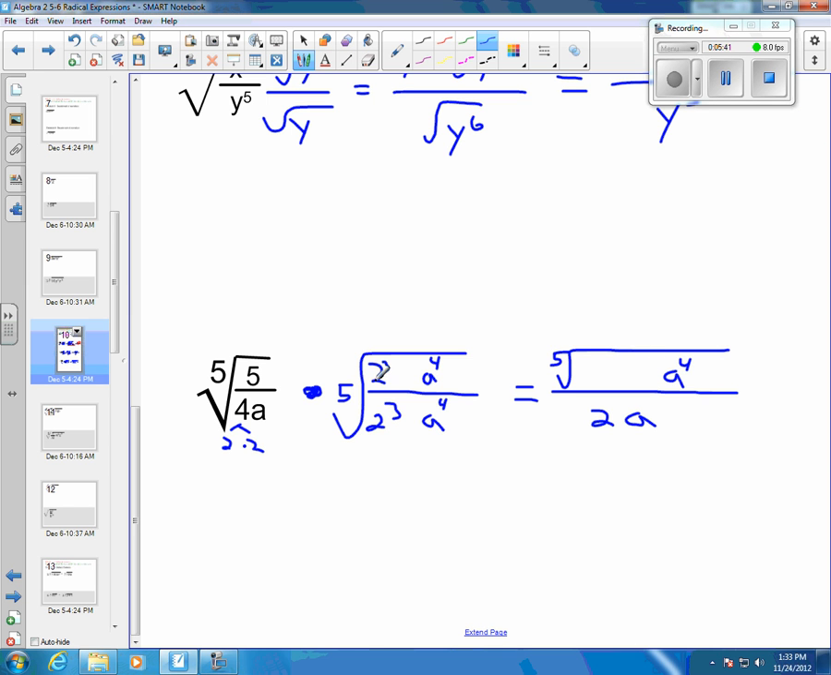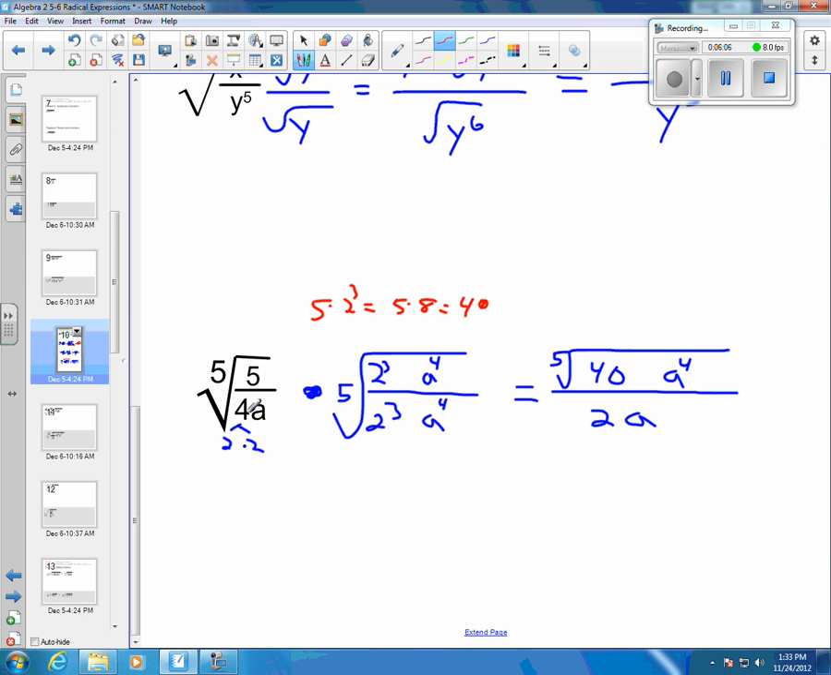And then I'm going to have 2 cubed. So 2 times 2 is 4, times 2 more is 8. This is going to be 8 times 5. That's going to give me 40. So that's 5 times 2 cubed, which is 5 times 8, which is 40, which is where I got that 40 right there. Okay? And the a to the 4th just stayed.